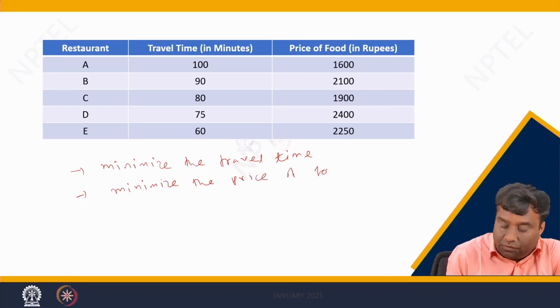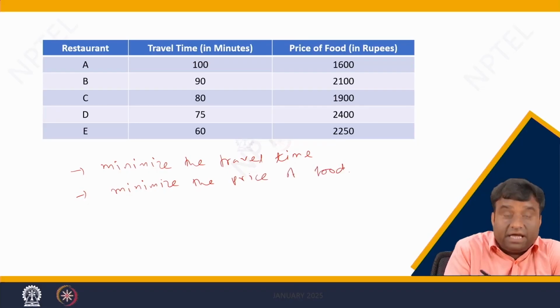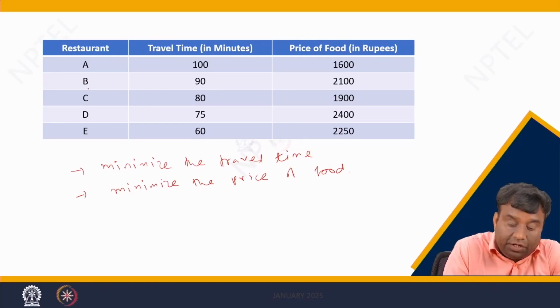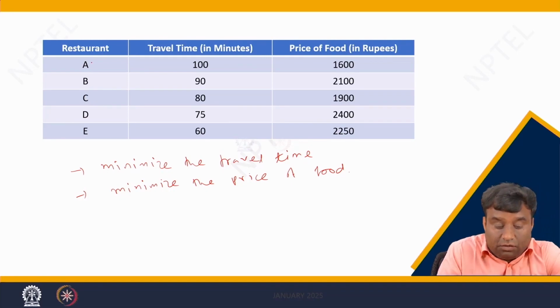Price of food. So there are five restaurants A, B, C, D, E. The travel time for restaurant A is 100 minutes, for restaurant B is 90 minutes, for restaurant C is 80 minutes, for restaurant D is 75 minutes, and for restaurant E it is 70 minutes.